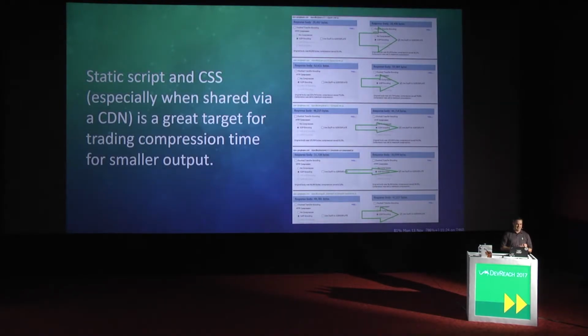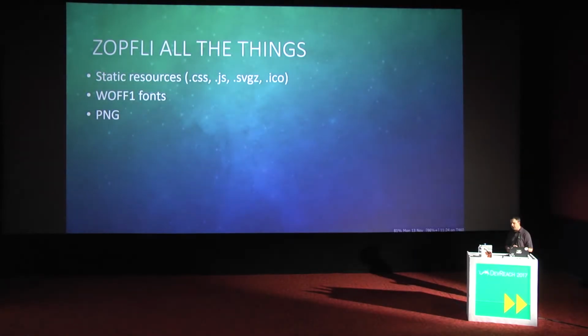Static script in CSS, especially if you're serving it from a shared CDN, is a great target for making that trade-off, because you're compressing it once as part of your build process or your publish process, and then every subsequent user is benefiting from that. These screenshots are from Fiddler's Transformer tab, which allows you to explore different sorts of compression. So you should Zopfli everything, is my general guidance.